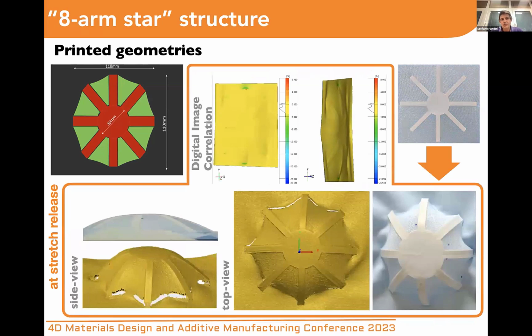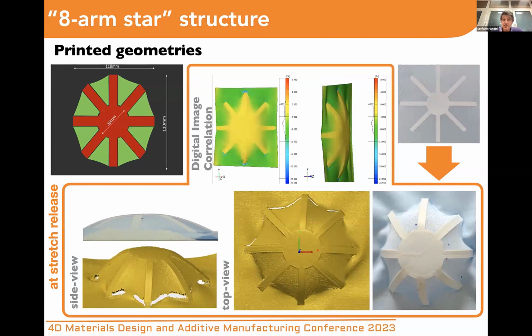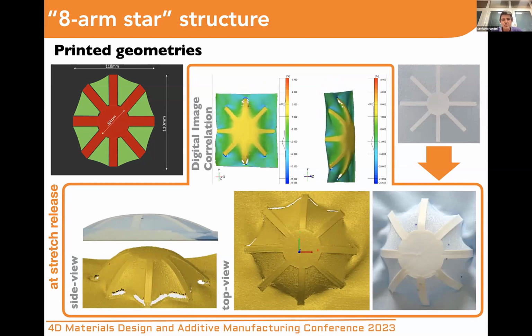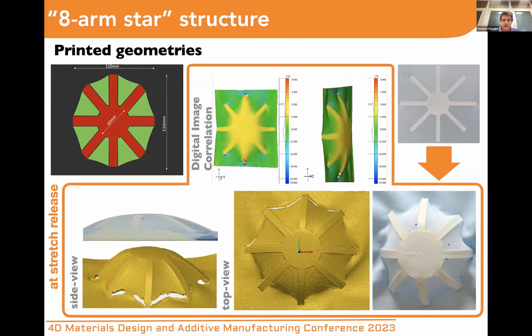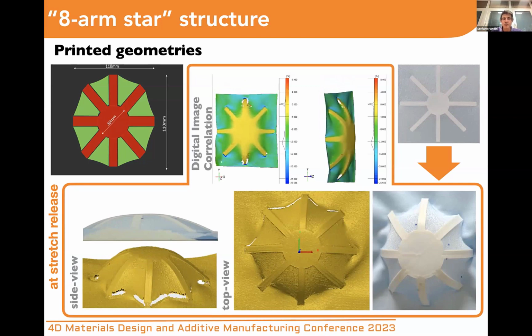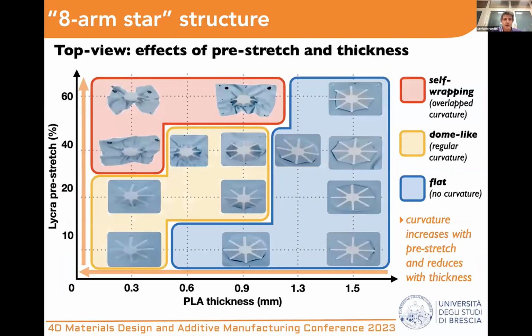So I'll start with the 8-arm structure. And as you can see, as the stretch is released, the structure typically assumes a dome-like shape, as shown in the picture and in the 3D scans. We also tried to evaluate, by means of digital image correlation, the strain upon the stretch release, which actually shows that during the shape shifting, two values of strain originate. The printed structure deflects with no axial displacement, while the region between the printed areas undergoes significant contraction, helping the achievement of the dome-like shape.